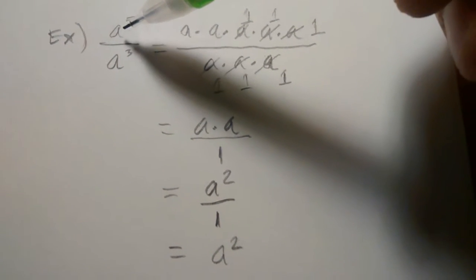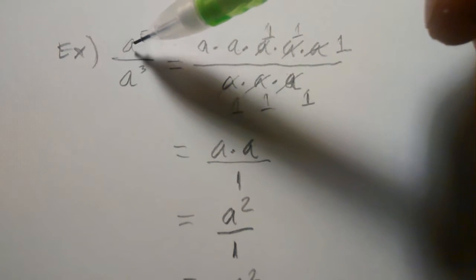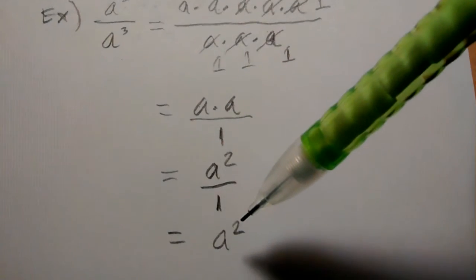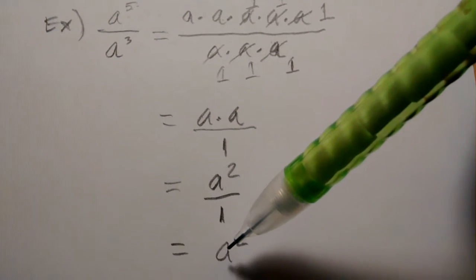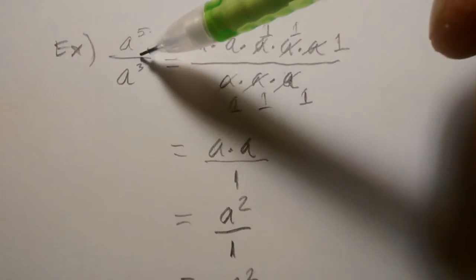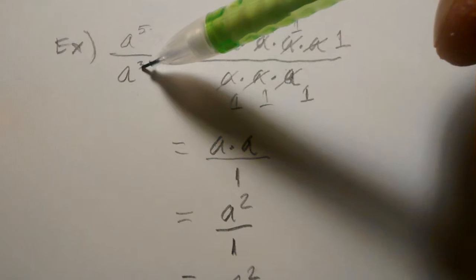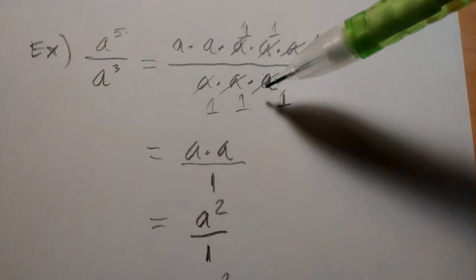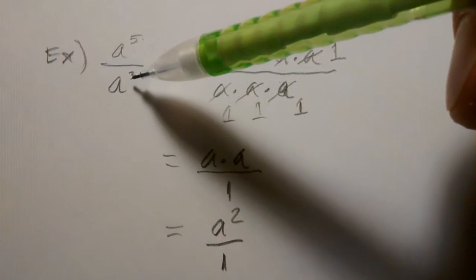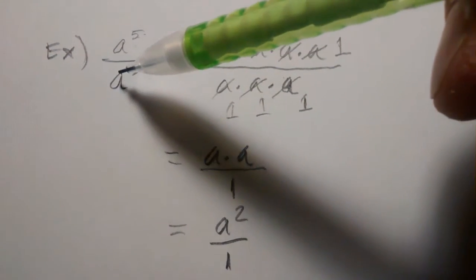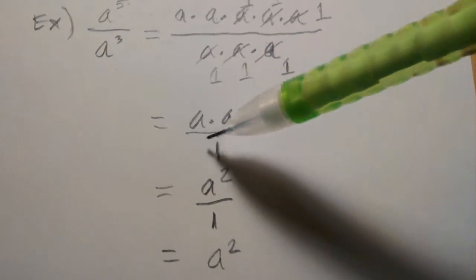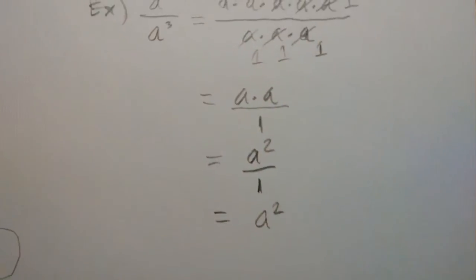And so here's the idea. When you take an expression that has like bases and they're being divided, you can find out the resulting number of bases, or in this case a's, by simply subtracting. And when you subtract, we are actually dividing out common factors here. So we're dividing out 3 common factors of both top and bottom, leaving us with 2 on the top, or a squared.